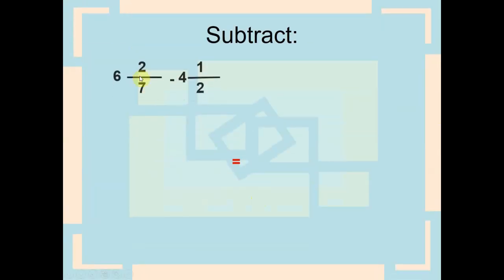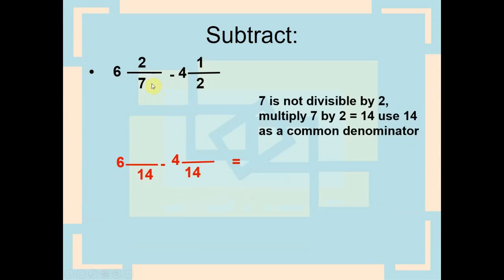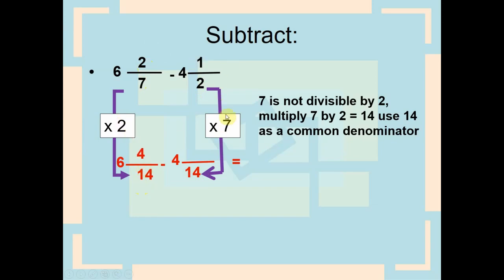Another example, 6 and 2 over 7 minus 4 and a half. We write 6 and 4 the same, the two whole numbers. Then, because 7 is not divisible by 2, we multiply 7 by 2 equals 14. For that, we use 14 as a common denominator. 7 multiplied by 2 equals 14, and 2 multiplied by 7 equals 14. For that, we multiply the first numerator. 2 multiplied by 2 equals 4, and 1 multiplied by 7 equals 7.